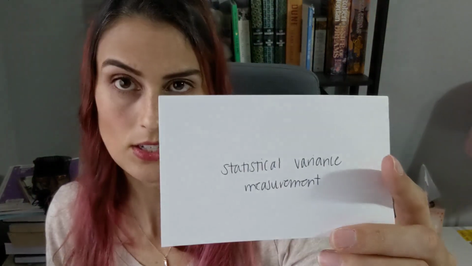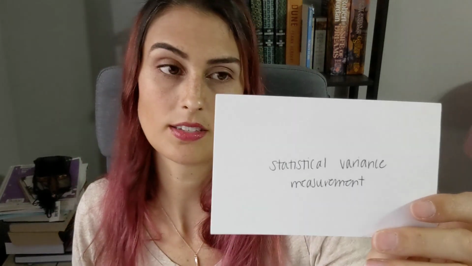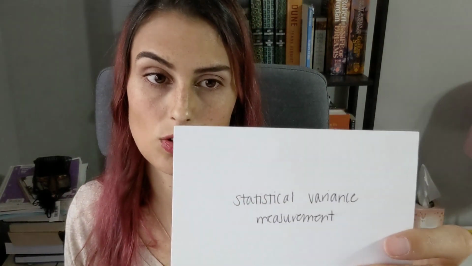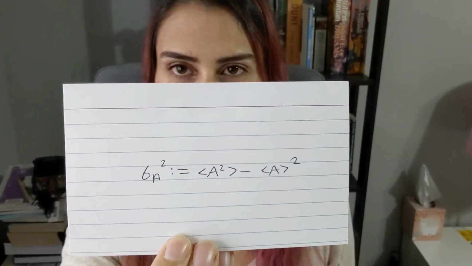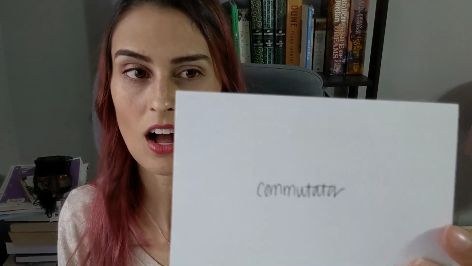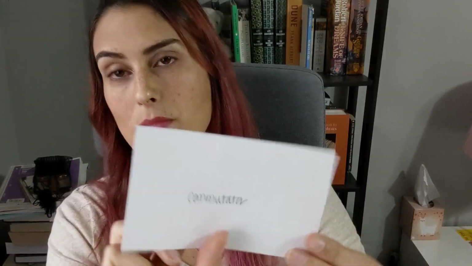Okay, the statistical variance measurement. This says that sigma of A squared is equal to the expectation value of A squared minus the expectation value of A, squared. A commutator. So the commutation of A hat and B hat is equal to A hat B hat minus B hat A hat.